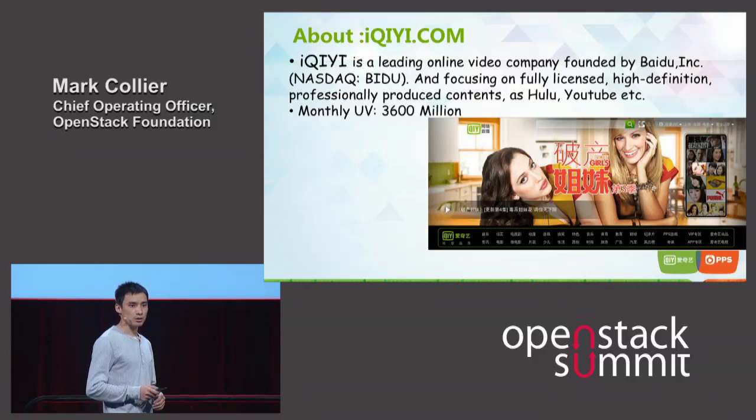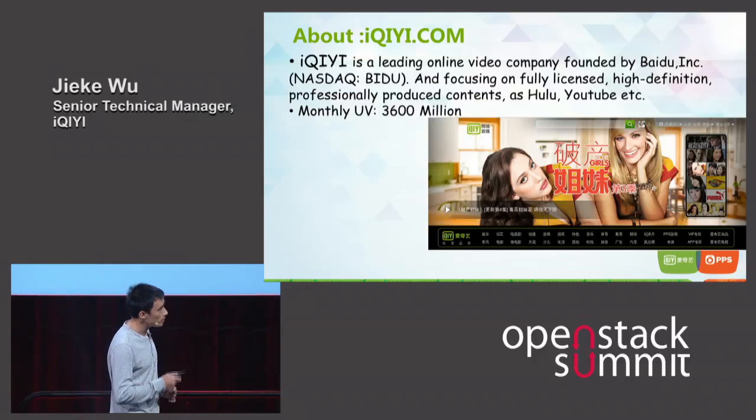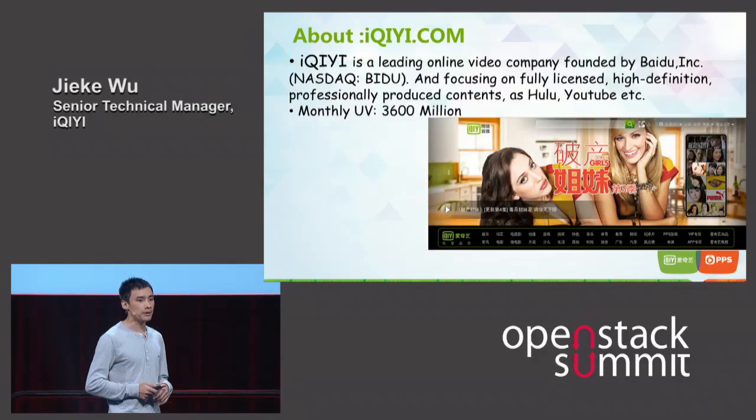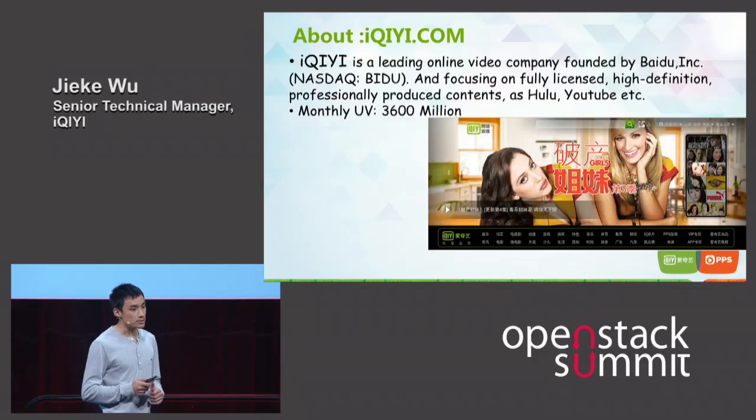iQIYI is China's online video company, which was founded by Baidu. The website launched in 2010, and it's focused on licensed high-definition video content, like Hulu and YouTube in America. We also have a strong in-house content team to produce differentiating content and entertainment news. The graph shown here is our website, and the data on the left side is monthly unique visitors. It's an important criterion for evaluating an online video company. Currently, the number is about 360 million. It's about 1/3 of YouTube's.